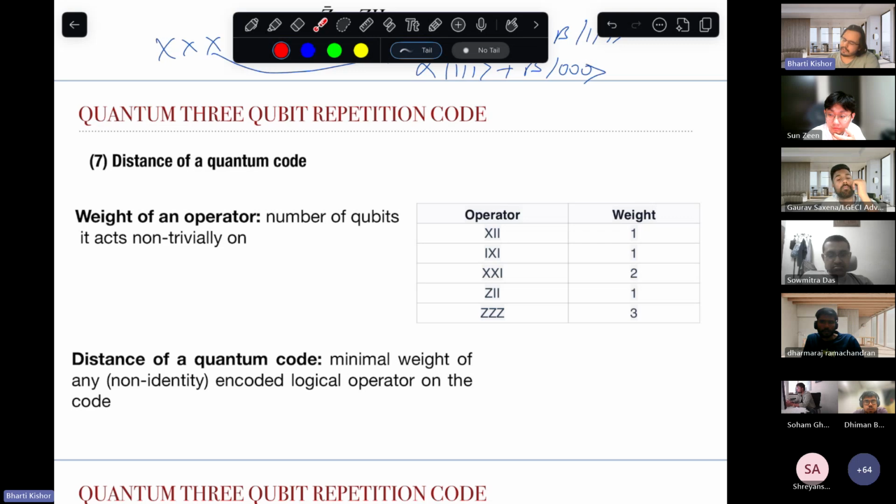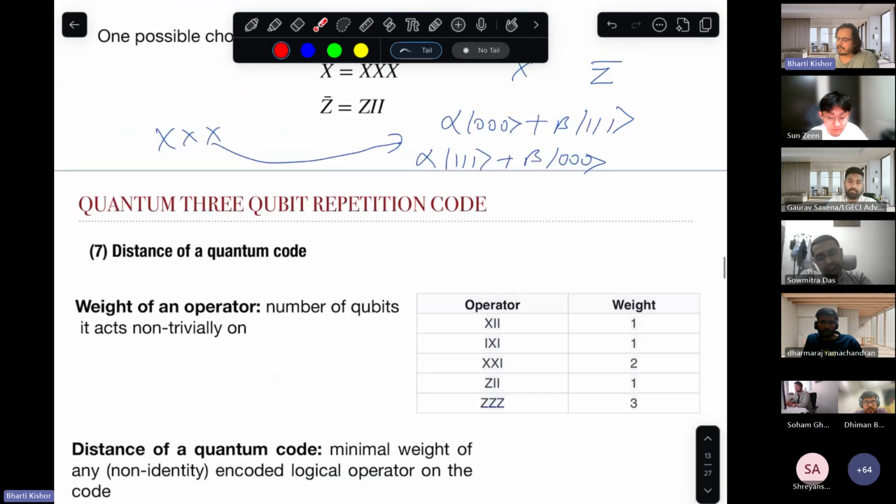Okay. So the distance of a quantum code is the minimal weight of any non-identity encoded logical operator on the code. So you look at all possible encoded logical operators, and then you look for the minimal weight logical operator, and the weight of the minimal weight logical operator gives you the distance of the quantum code.